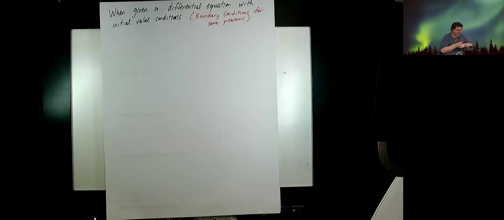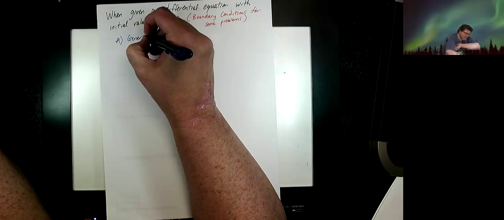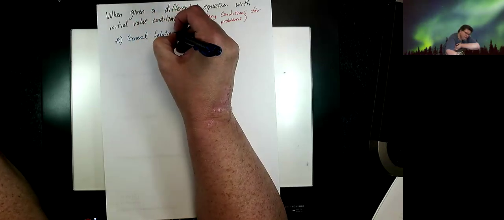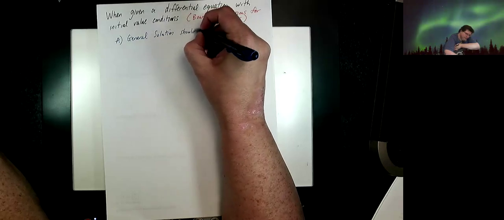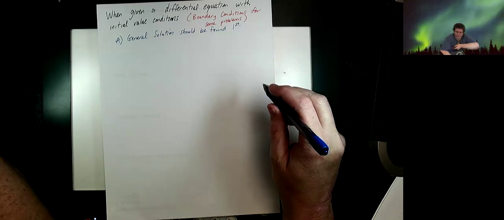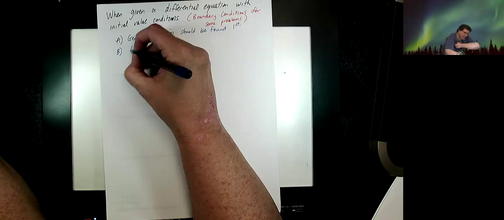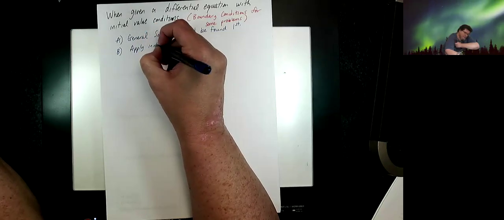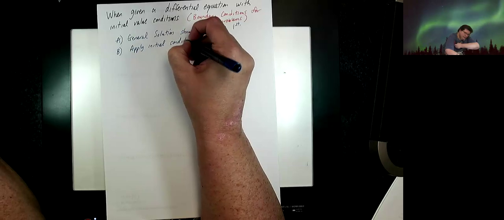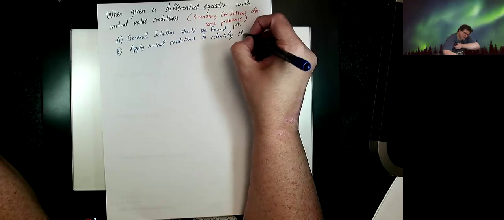So when given a differential equation with the initial boundary conditions, A, find the general solution. It should be found first. And then B, apply initial conditions to identify the constant.